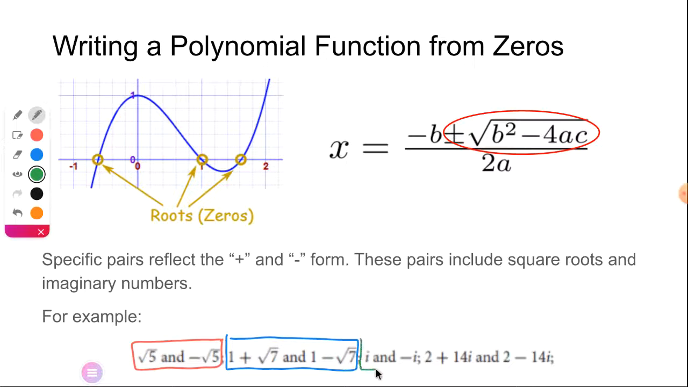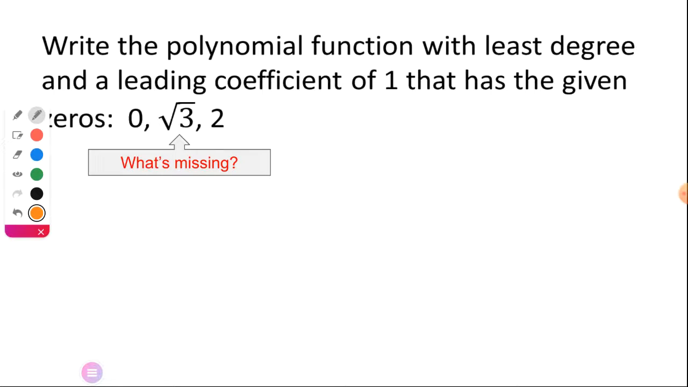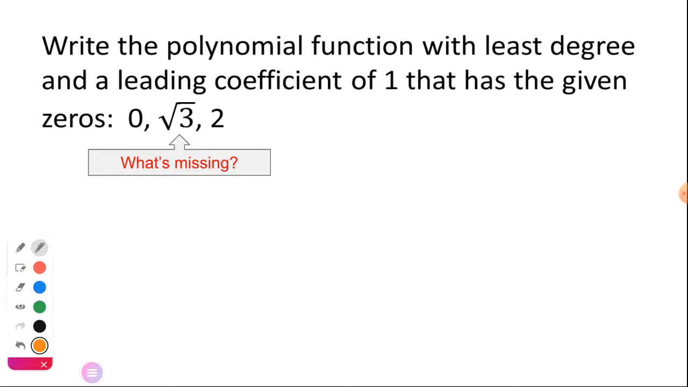If I have an imaginary number, so the square root of a negative number, again, it came from taking a square root, so it has to have that pair. The last example here is 2 plus 14i, which has to come with 2 minus 14i. That imaginary piece, or wherever the square root happened, has to have both a positive and a negative as part of its zero. So if we're looking at zeros like we are here, we need to identify that if I have a square root of 3, I should also have a negative square root of 3. They both need to be there. So even though I was only given 3 zeros, we need to be aware that there are actually 4.